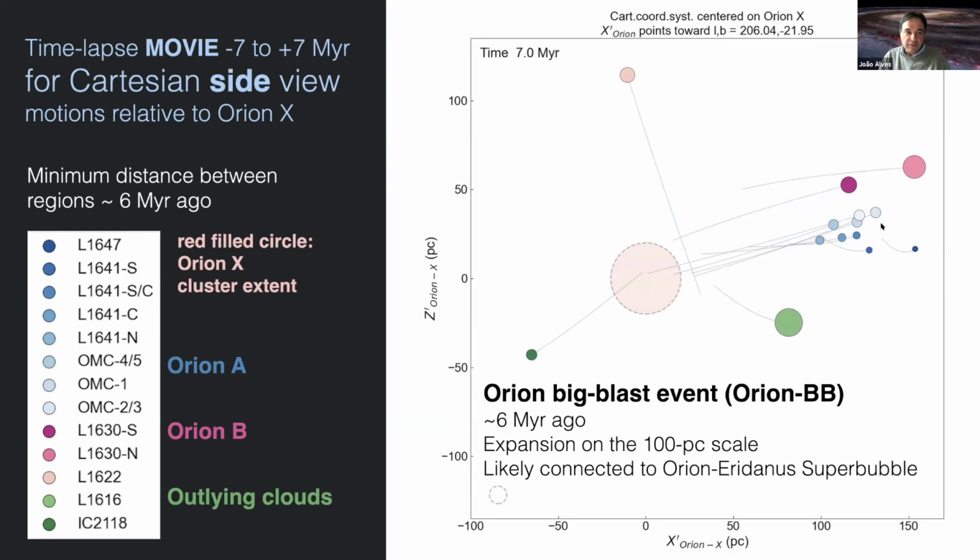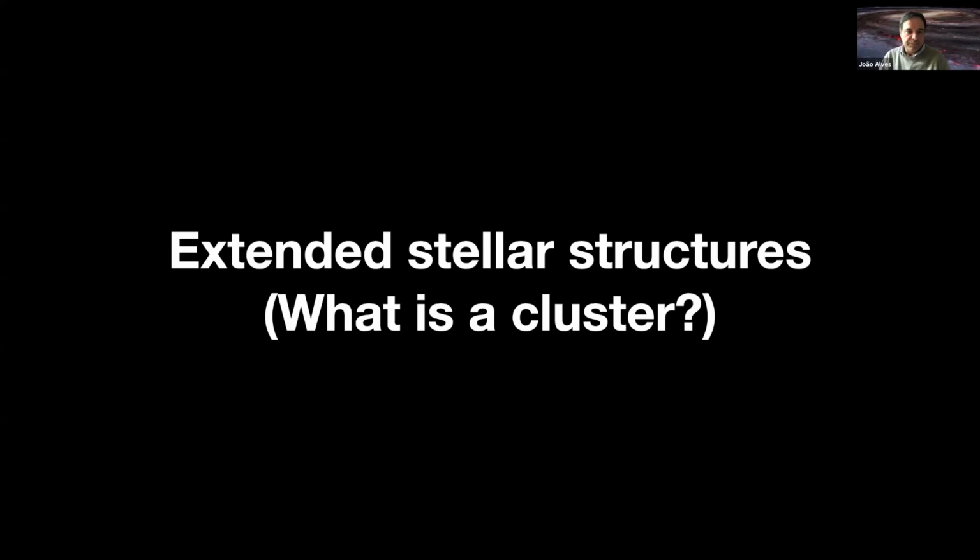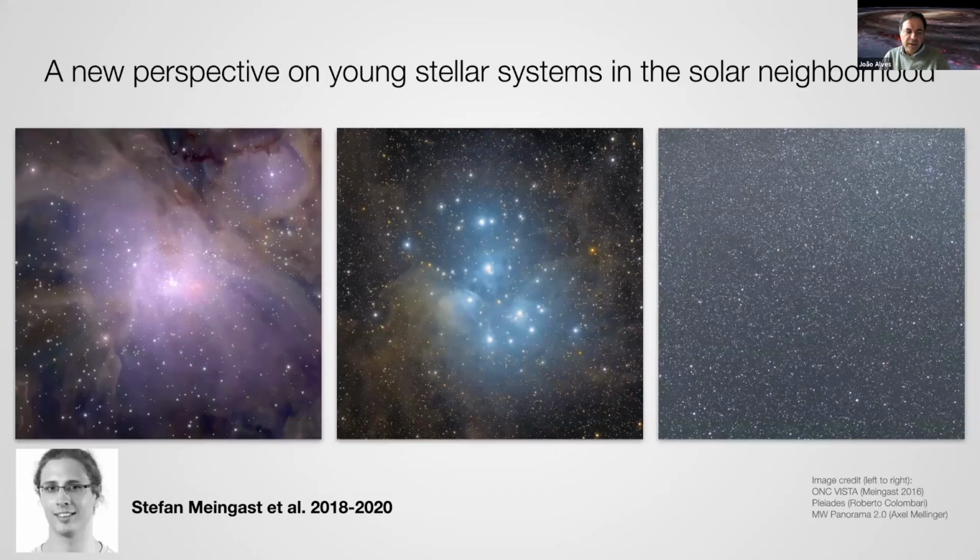So we can already start doing this. I want to end with another line of work we're doing here in Vienna, which is figuring out how exactly to go from clusters to the field population. This is work by Stefan Meingast.